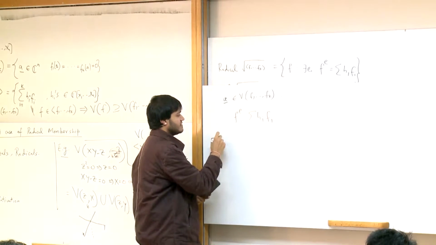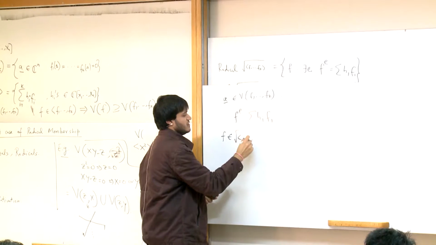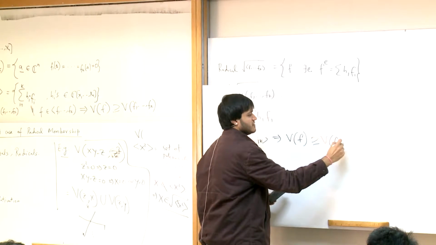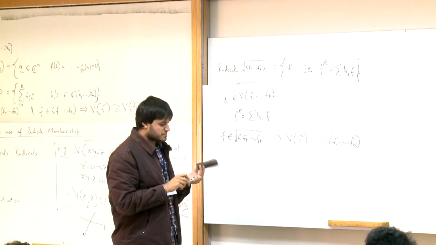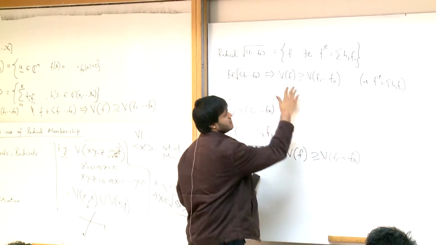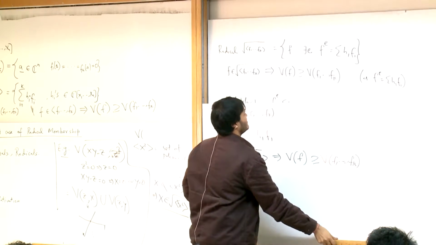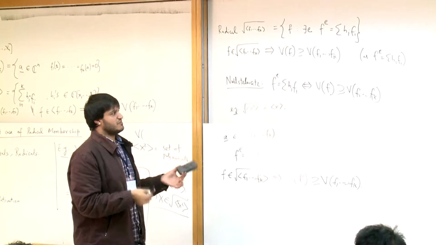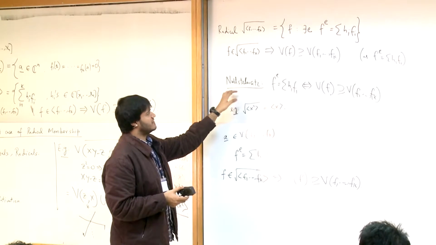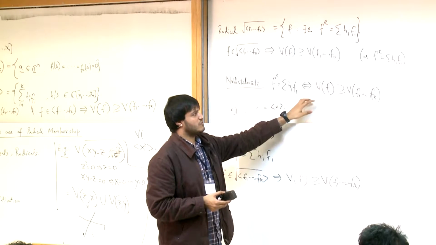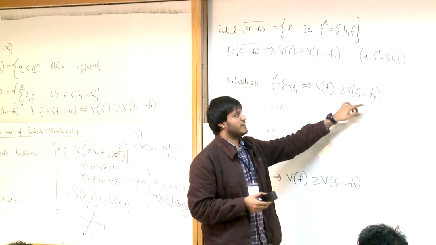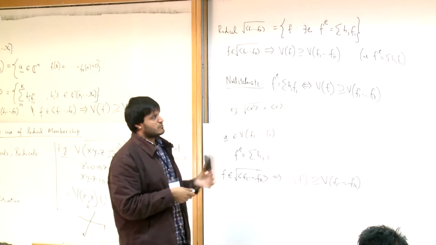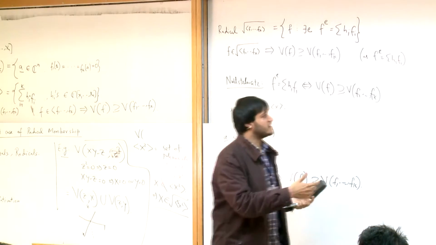So what does this imply? This implies that if f is in the radical, then f must vanish whenever all fi's vanish, right? This is what is written, exactly this. So what Hilbert's Nullstellensatz, a well-known theorem in algebraic geometry, says is that the other way also holds. Every polynomial which vanishes on every zero of f1 to fk must be in the radical.